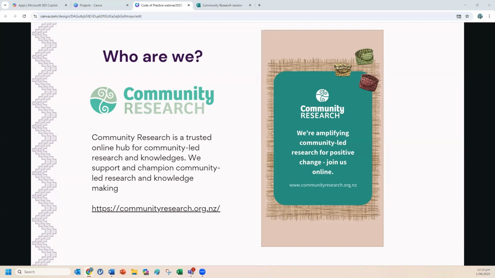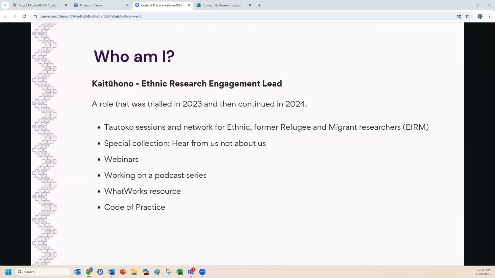So then who am I? I'm the Kaituhono Ethnic Research Engagement Lead. That role was originally trialled with Bartfula Reef, who started off the first tautoko sessions and then continued. There was a decision to continue it as a role within Community Research in 2024, and I began in March last year.